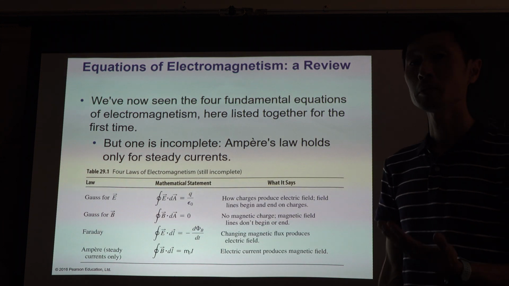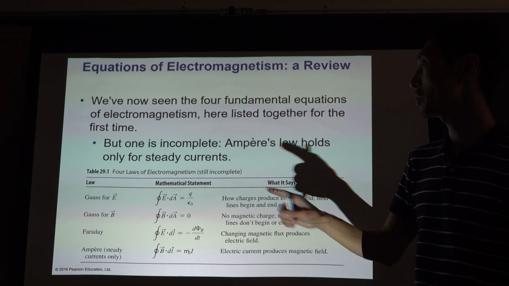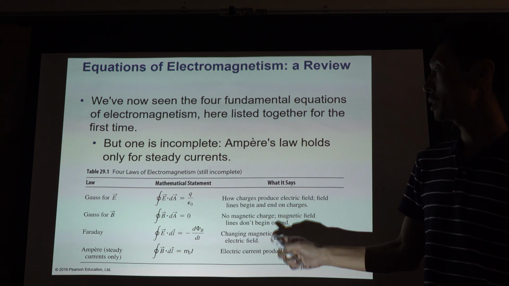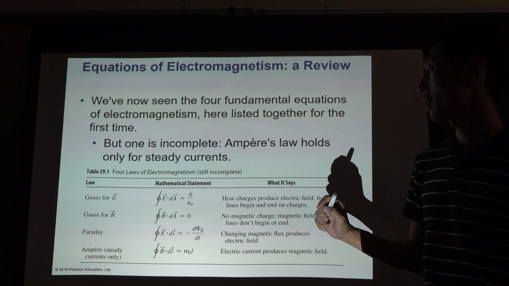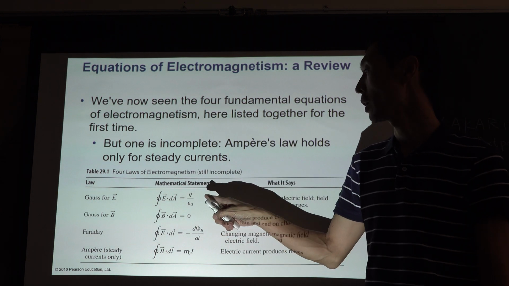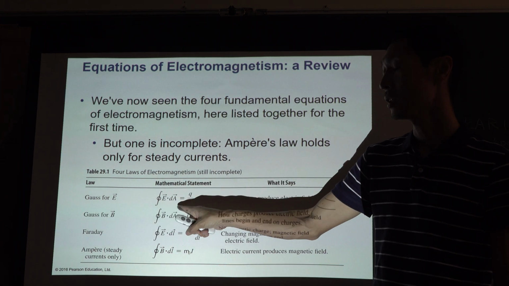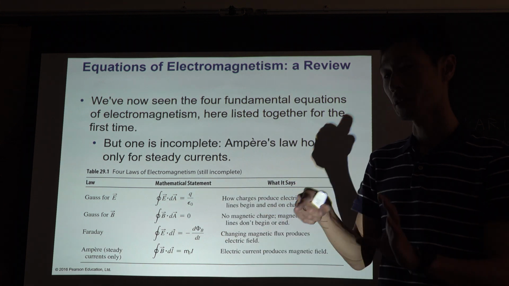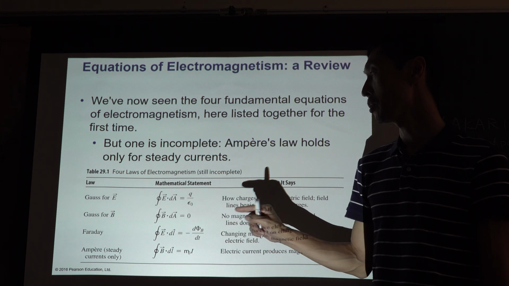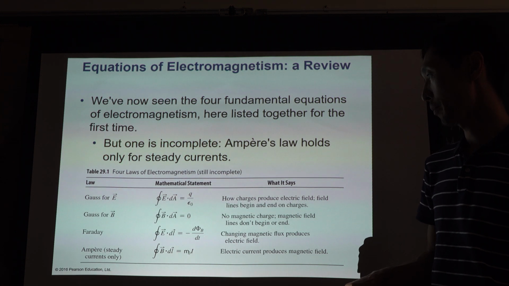So far we've learned four equations of electromagnetism. So this is something we already learned. We've seen four fundamental equations. This is a list. Let's look at it one by one. So this is Gauss's law for the electric field. If you integrate the electric field over a closed surface, that equals the charges inside that surface. So this is Gauss's law, right?